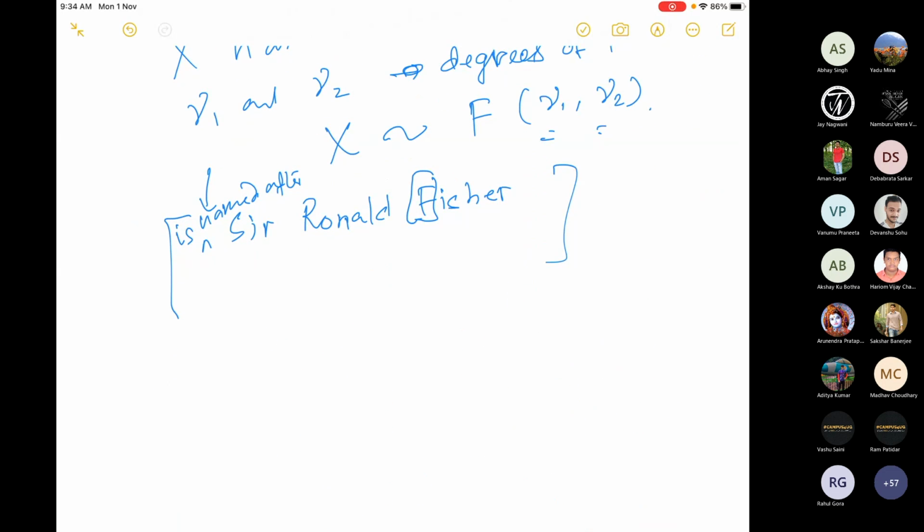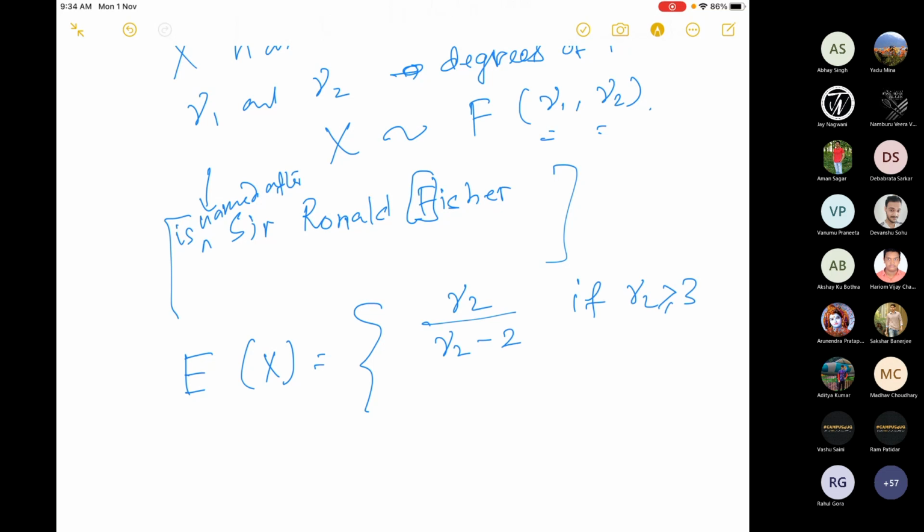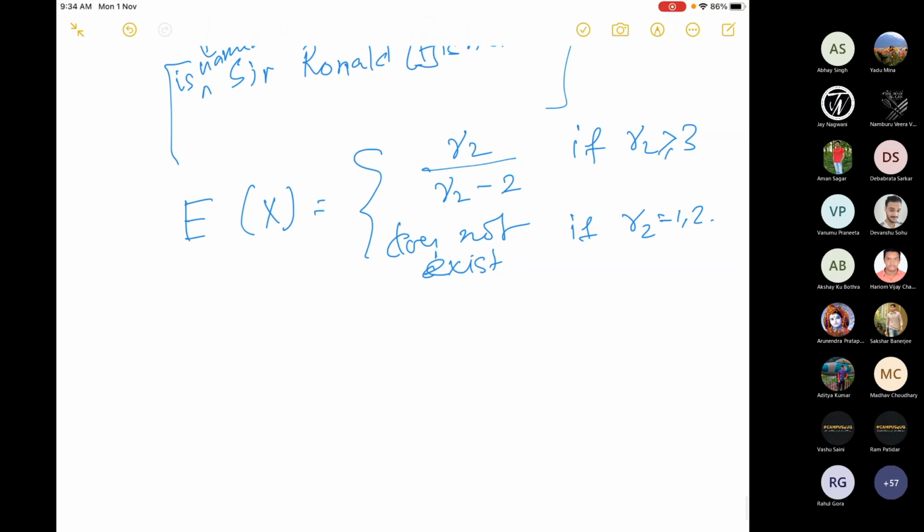Let me state the expected value of this. The expected value is nu 2 by (nu 2 minus 2), if nu 2 is greater than or equal to 3; otherwise it does not exist. It does not exist if nu 2 equals 1 or 2, because they are degrees of freedom, so they are positive integers.